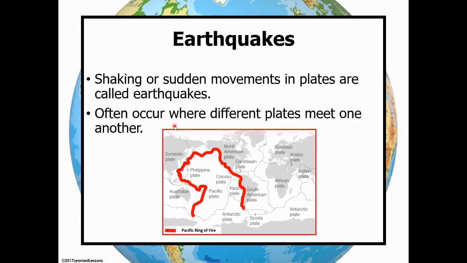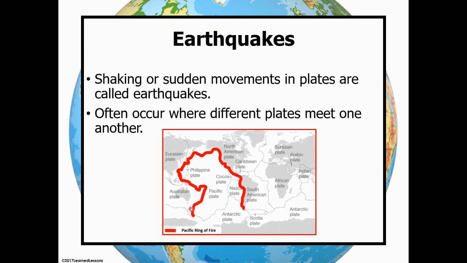Another internal force is going to be earthquakes, like we talked about. I want you to look at this red line right here. This red line is called the Pacific Ring of Fire. On the Pacific Ring of Fire there is a ton of volcanic activity, but there's also going to be a lot of earthquakes. Earthquakes are sudden shaking movements in plates, and they often occur where different plates meet one another.